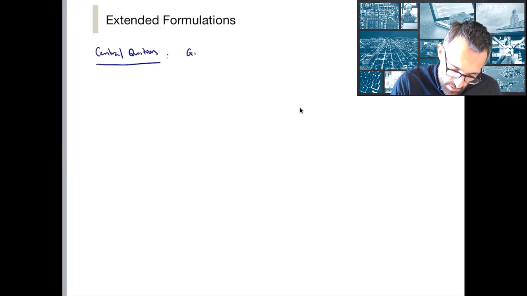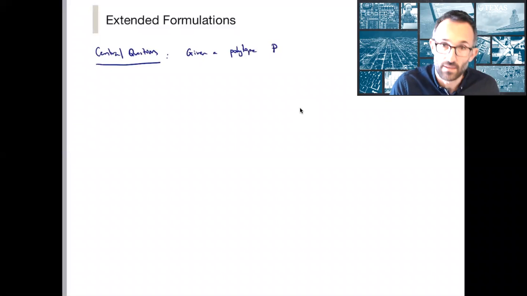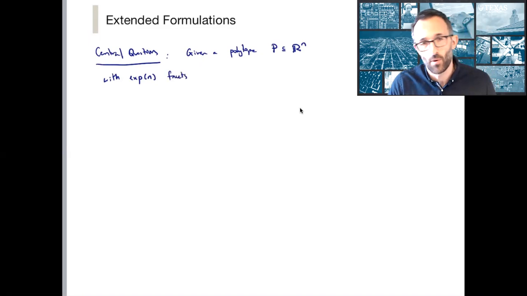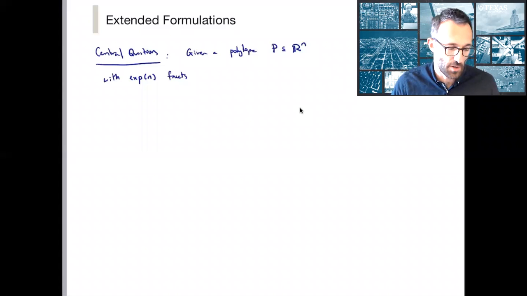Given a polytope P in n dimensions with an exponential number of facets, and when I write that it has exponential number of facets, of course I mean that we need all of these for the description. So it's not so much a property of the representation, but an actual geometric property of the polytope.